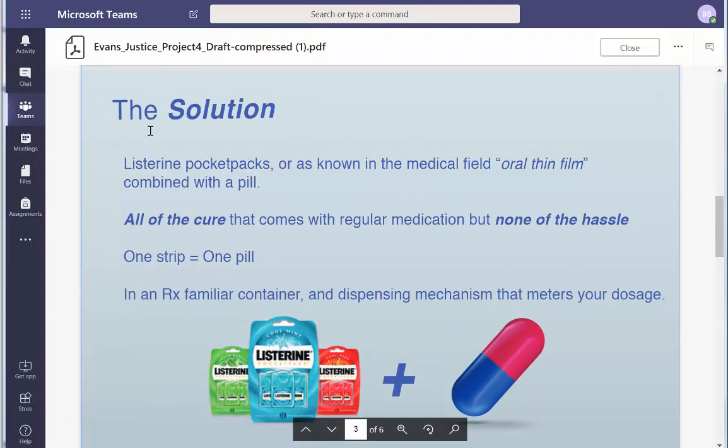Instead of saying the solution, I think a solution, because design has plenty of solutions, and solutions can even change over time. I wonder if you rephrase this: oral thin film could offer a solution to traditional pill taking.